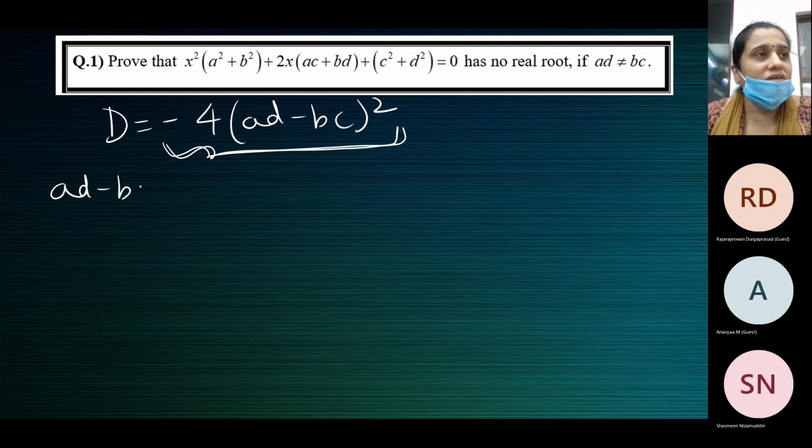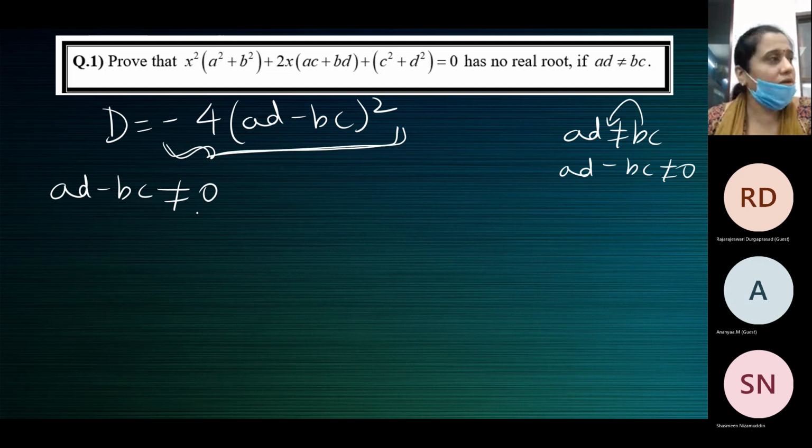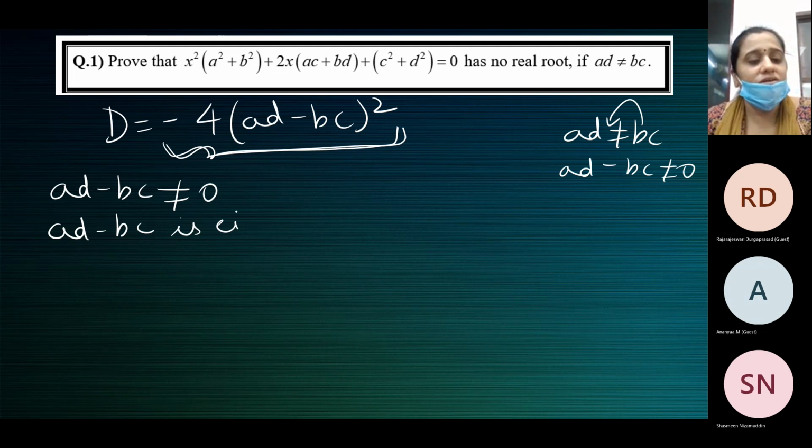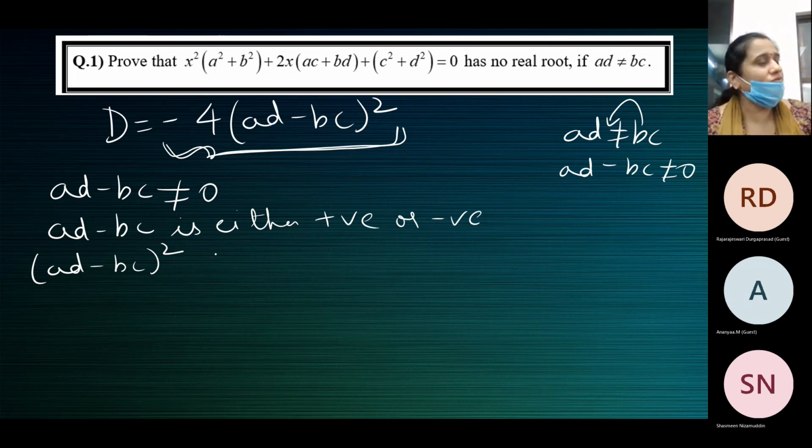AD minus BC is not 0 because it's given here. So AD minus BC, if it is not 0, is either positive or negative. Whether it is positive or negative, AD minus BC the whole square is always positive, because when you square it, it's positive. That means it's greater than 0. Now we understood what AD minus BC the whole square is. It is positive.